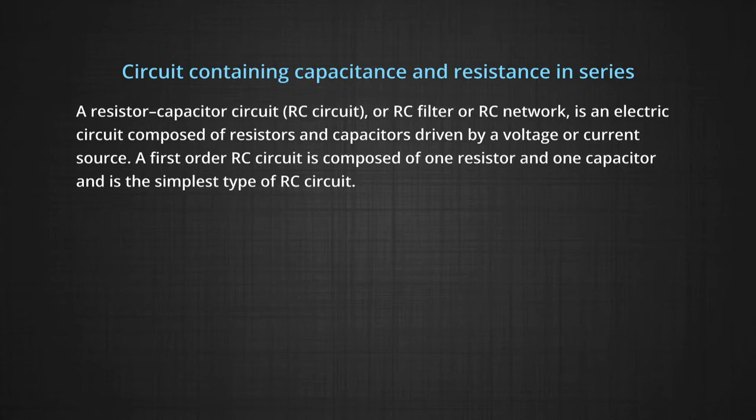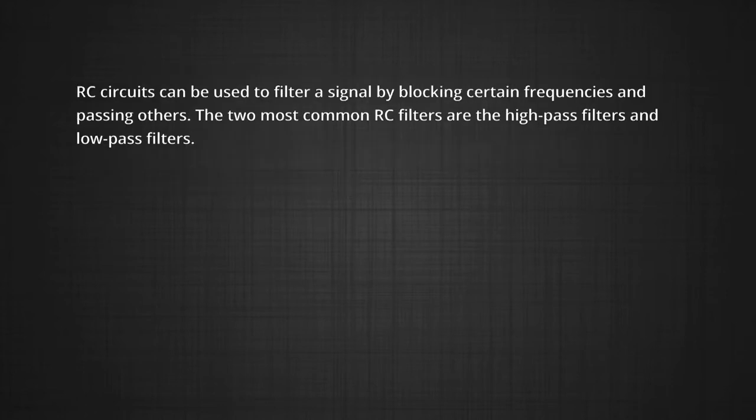A first order RC circuit is composed of one resistor and one capacitor and is the simplest type of RC circuit. That is, an RC circuit can be used to filter a signal by blocking certain frequencies and passing others. The two most common RC filters are the high pass filters and low pass filters.